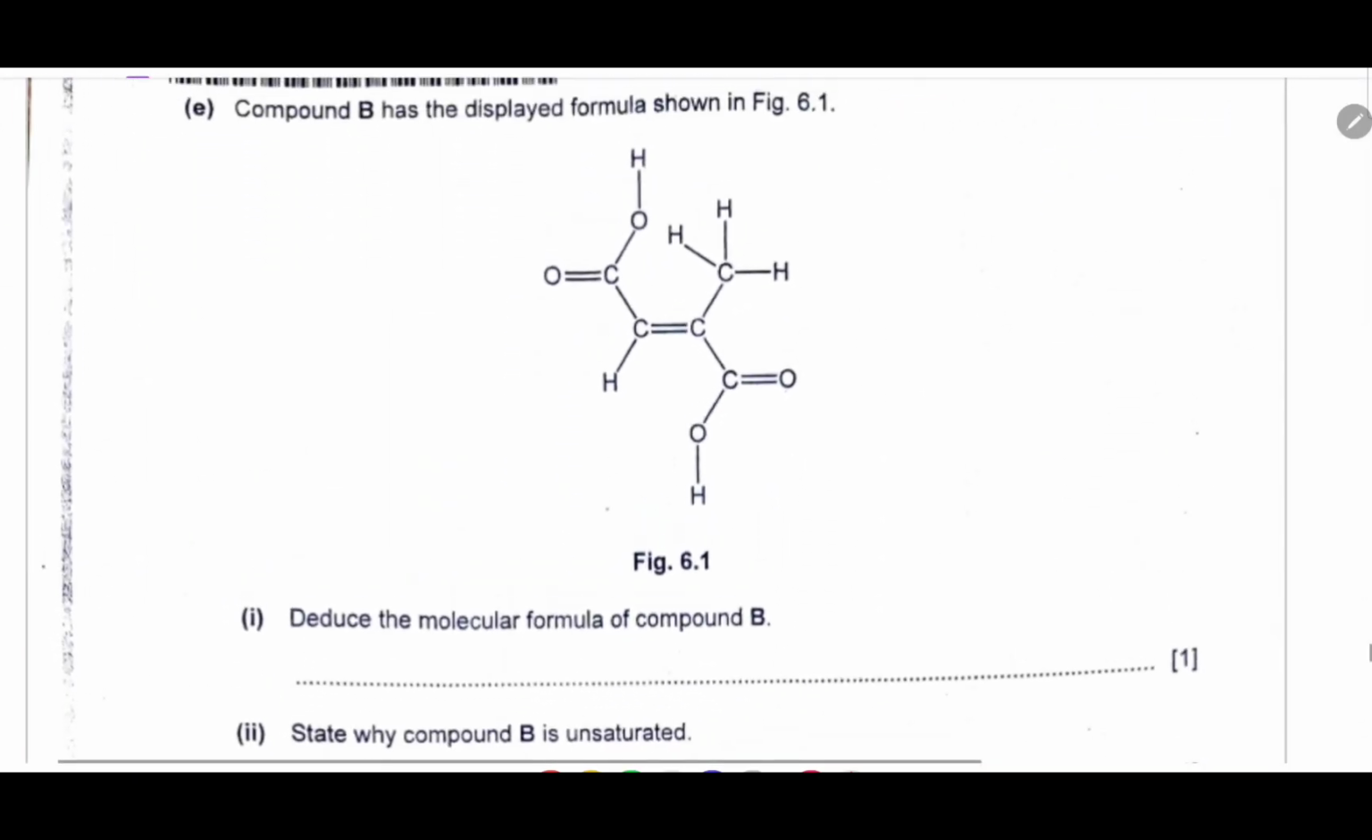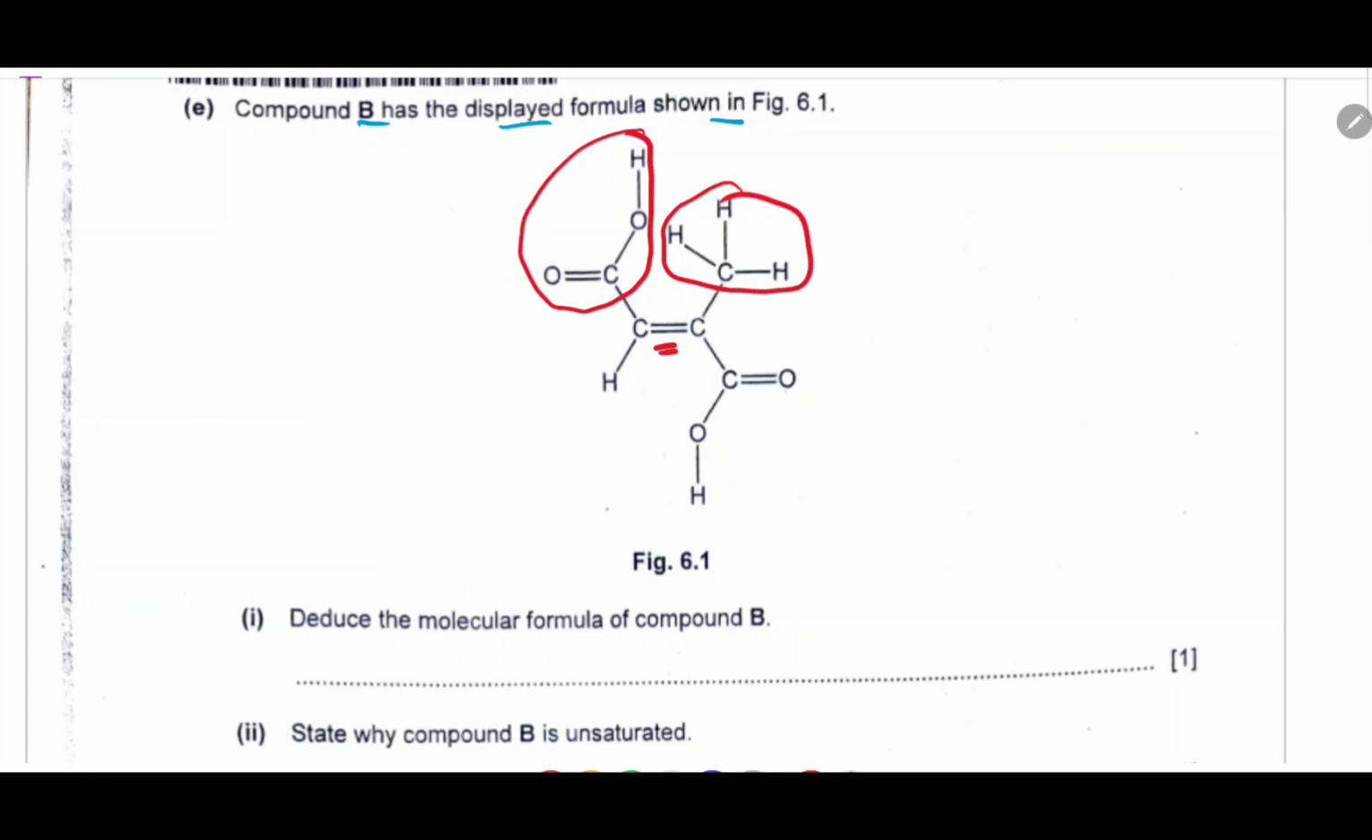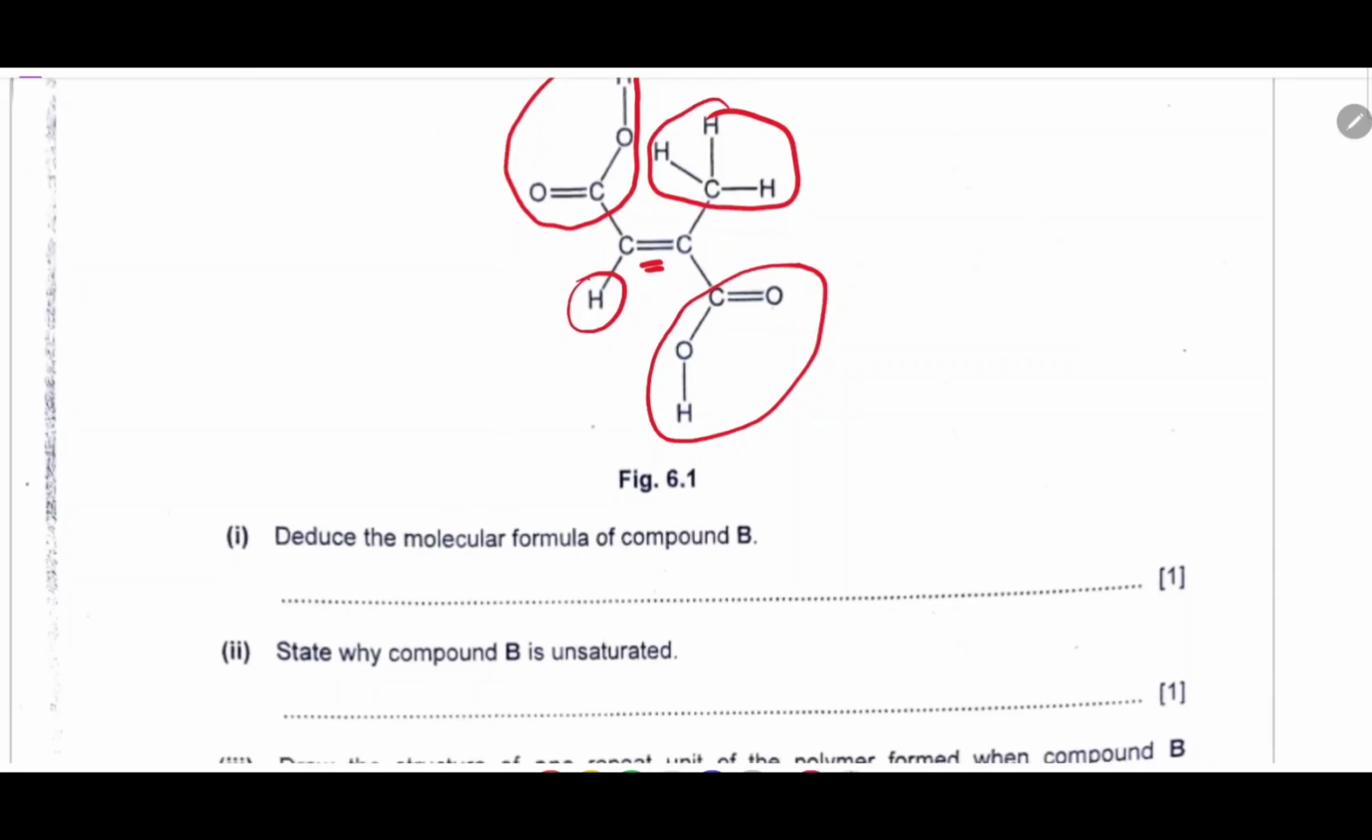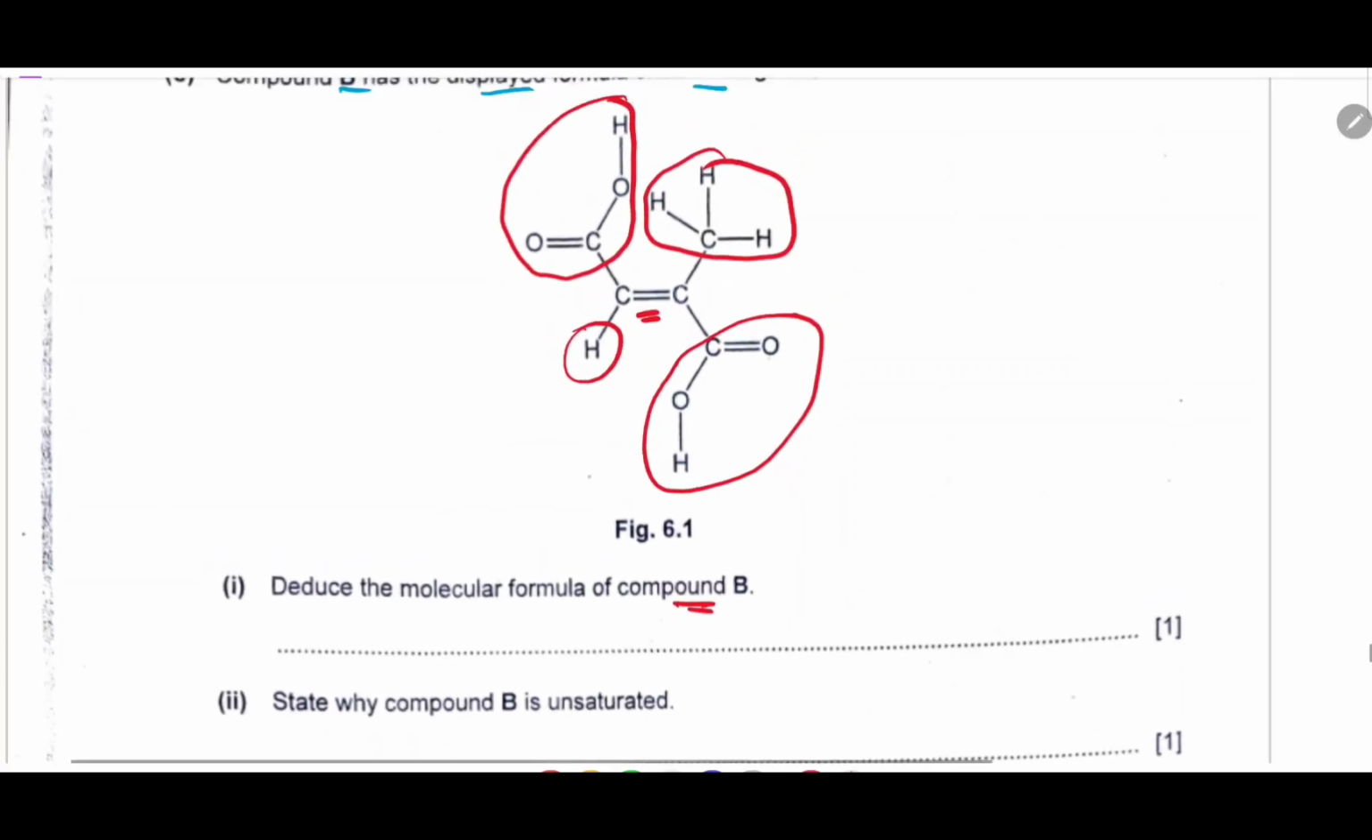Next, the E part: a compound B has displayed formula in figure A6.1. Now, if you see this diagram, there is a double bonded carbon here and one COOH group here, one CH3 group here, one COOH group here, and one H here. Okay. Now, what is it asking? Deduce the molecular formula of the compound. We have to find out the molecular formula of the compound.